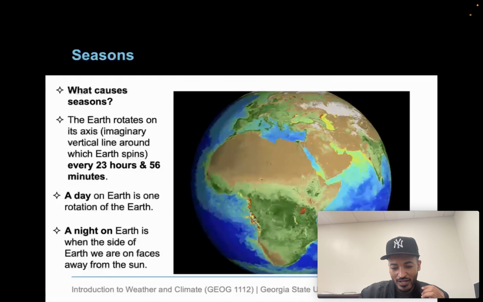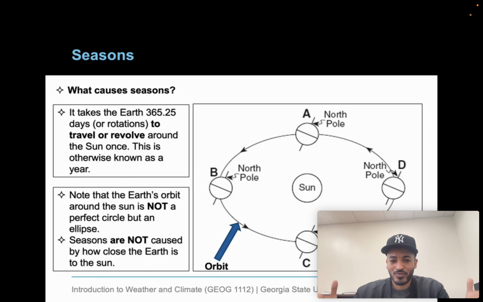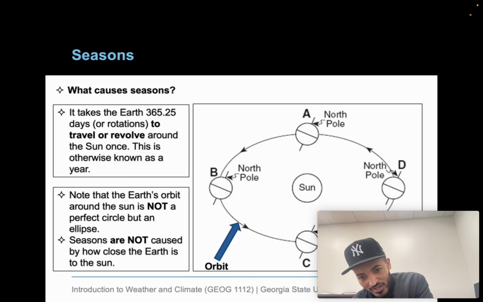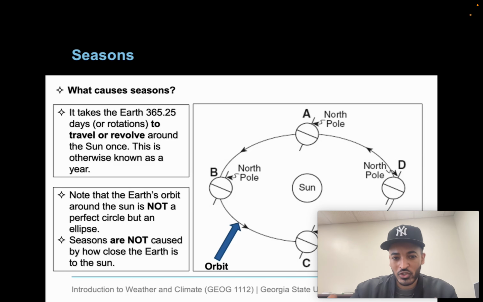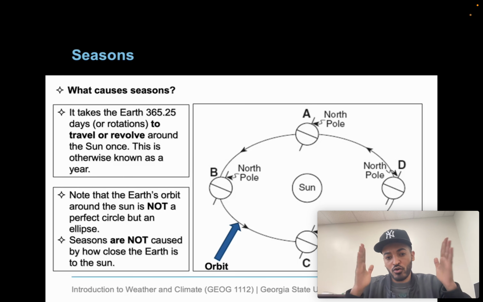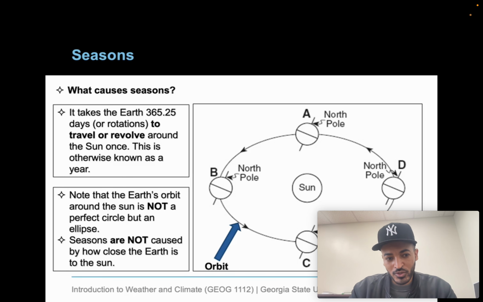But why we have the seasons is that it takes about 365 days for the Earth to revolve around the sun, and it's also because it is tilted, so one portion of the Earth is always being exposed, right? Without the tilt, we wouldn't really have seasons. Half of the Earth would be completely dark and cold, and half of the Earth would be exposed to the sun at all times, right?